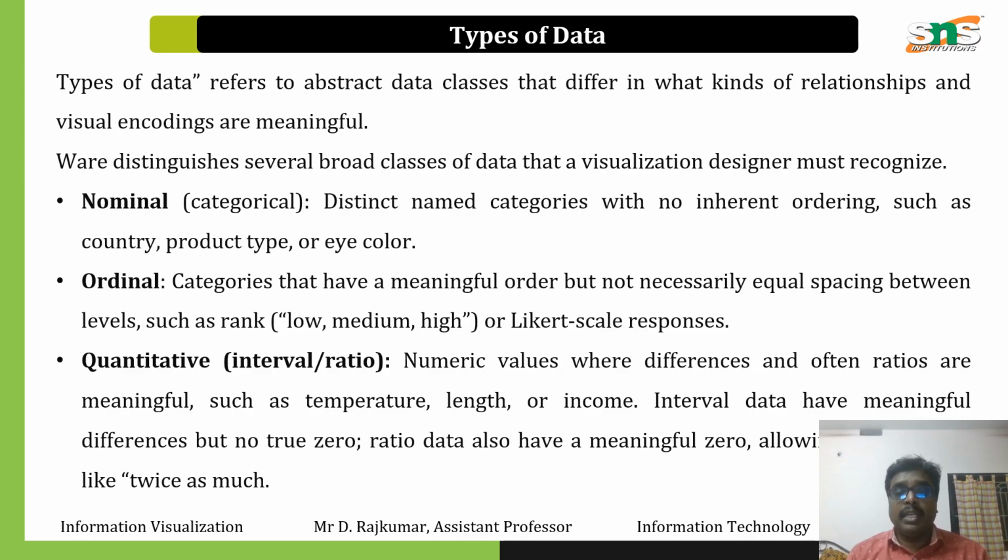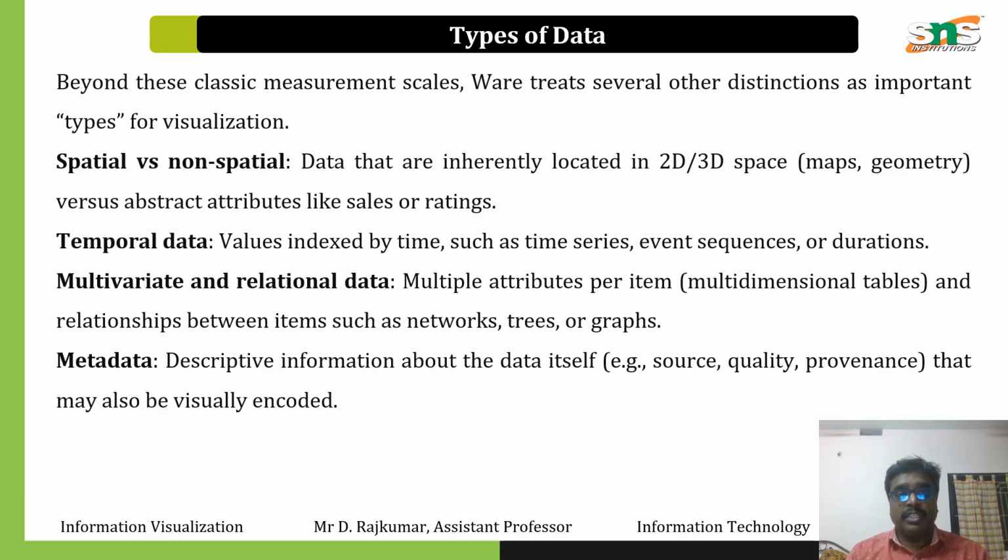The ratio data also has a meaningful zero, where we can say twice as much, half as much, thrice as much, or 10 times long, or 15 times long. So that is going to be the meaningful representation. Those kinds of representation can be termed quantitative information. So where the broad classes are nominal, ordinal, and quantitative, we have other representations also.